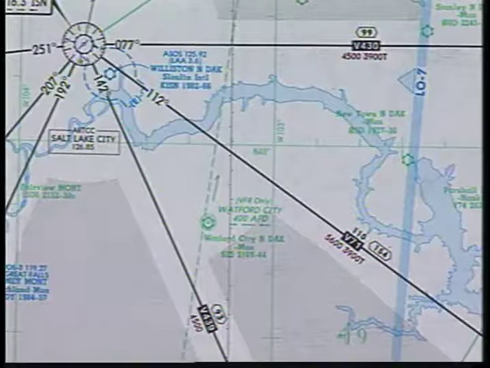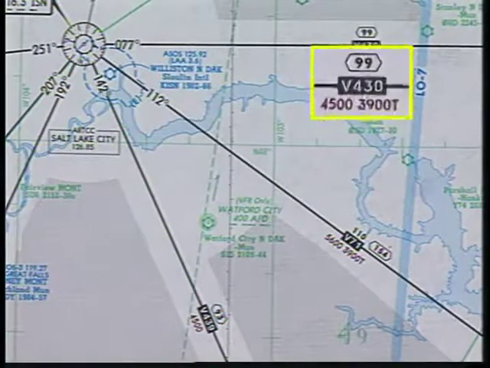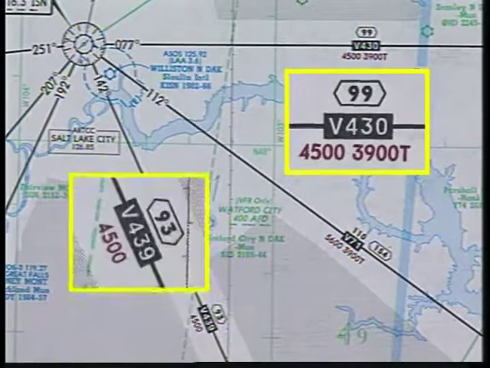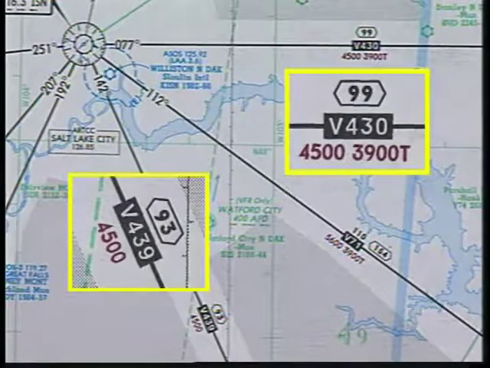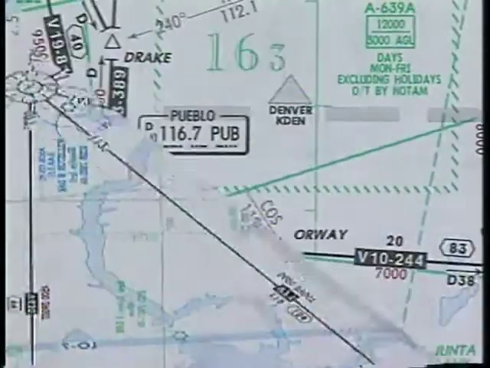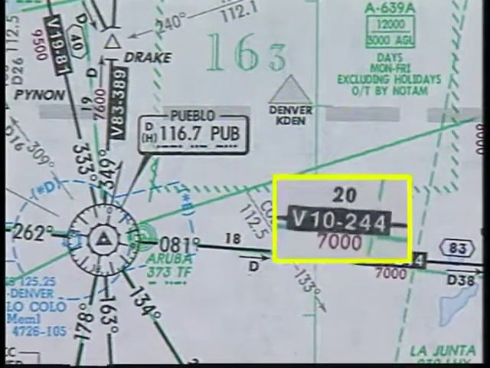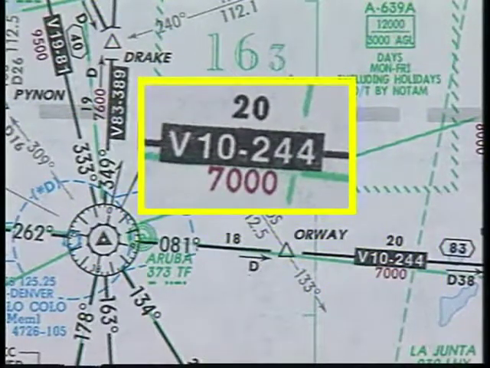Victor airways are identified by a number that indicates their general direction. Even-numbered airways are usually oriented in an east-west direction. Odd-numbered airways are generally oriented north and south. When more than one airway shares a common route segment, all identification numbers are shown.